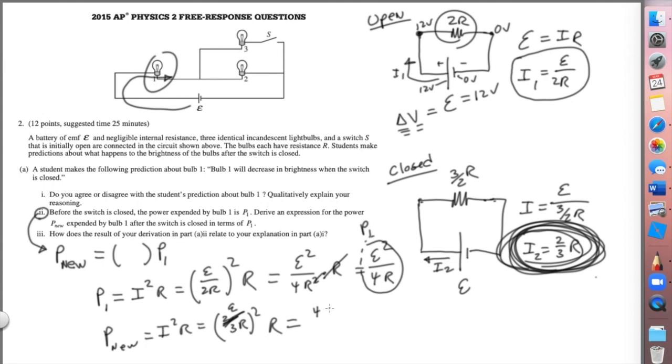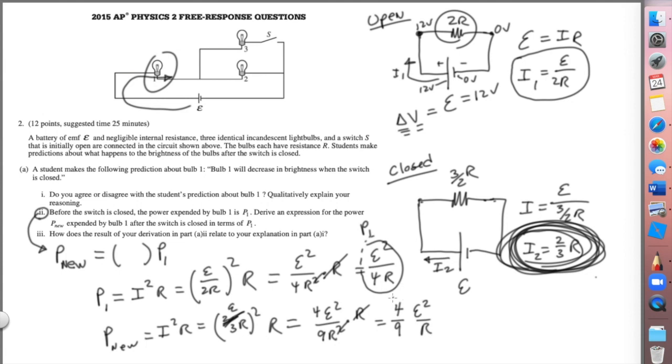2E. So this is going to be 4E squared over 9R squared times R. One of the R's cancels again. And this is going to give us 4/9 E squared over R. So we're almost to the answer.